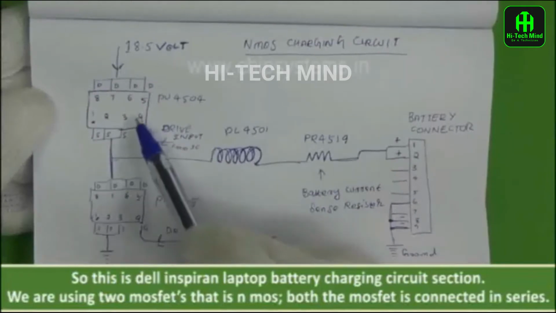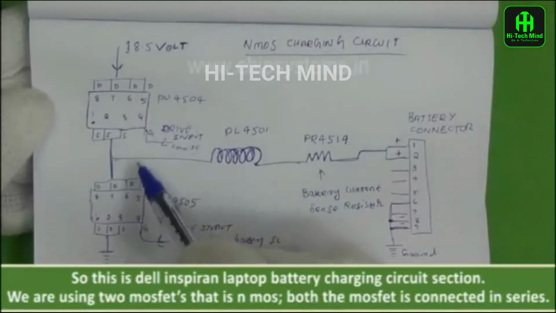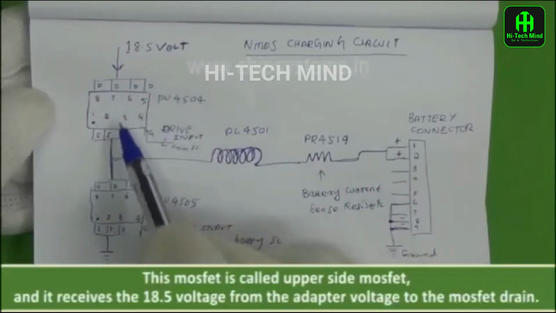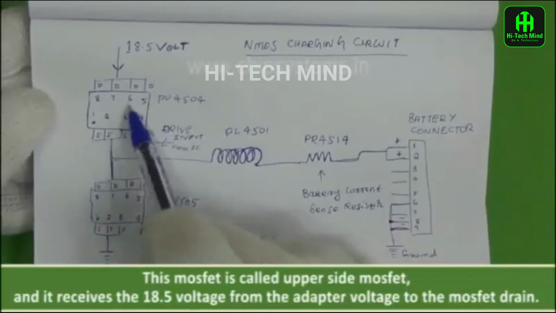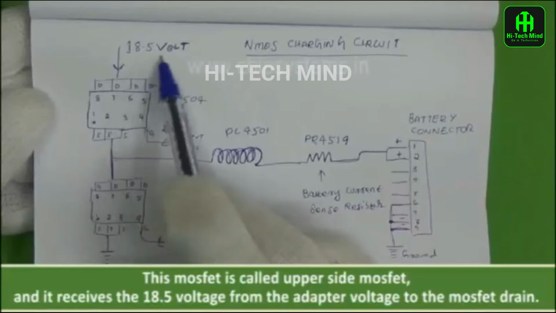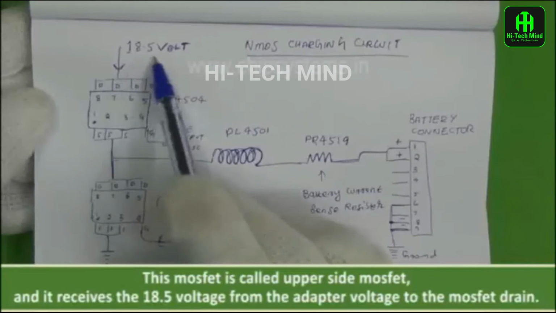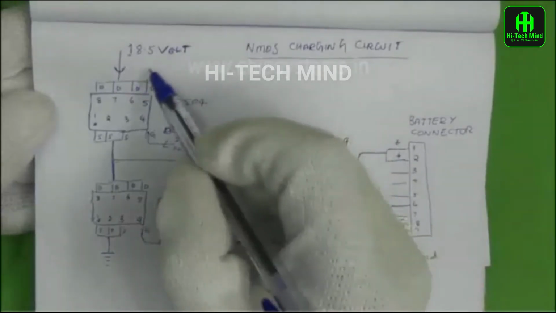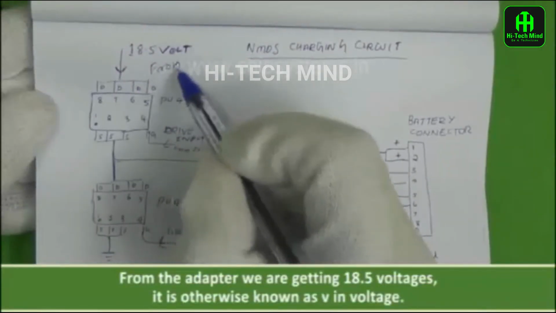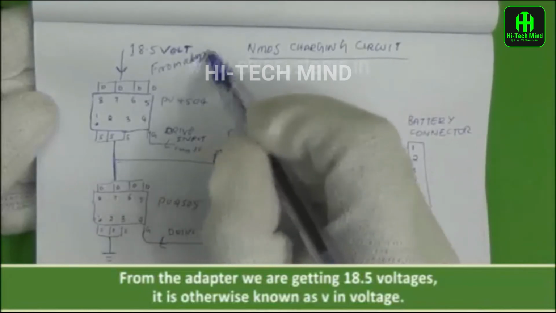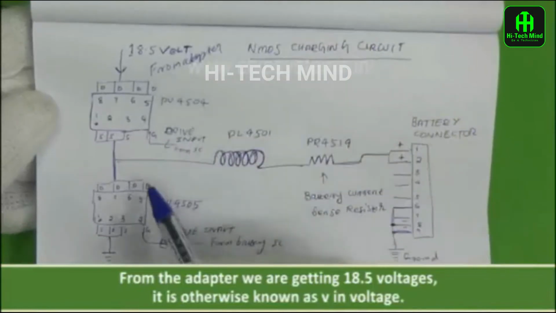We are using 2 MOSFETs, that is NMOS. Both the MOSFETs are connected in series. This MOSFET is called the upper side MOSFET, and it receives the 18.5 volts from the adapter at the MOSFET drain. From the adapter, we are getting 18.5 volts. It is otherwise known as VIN voltage.